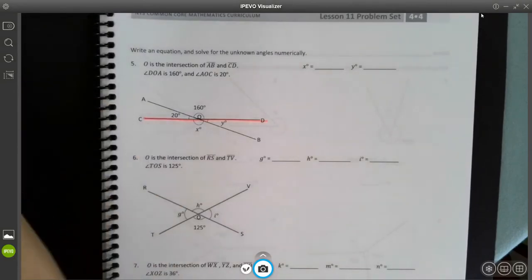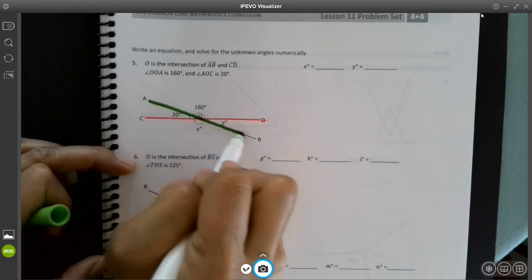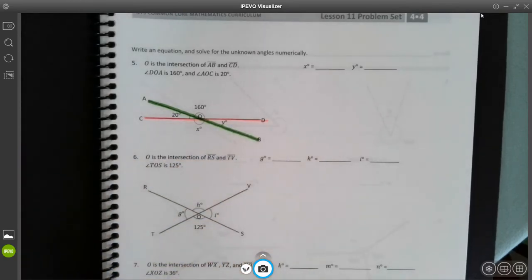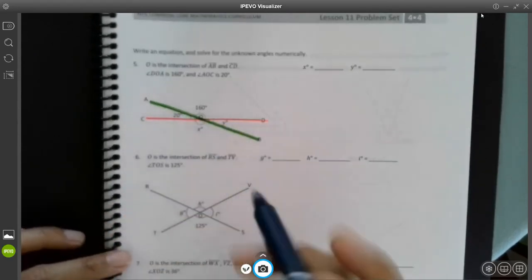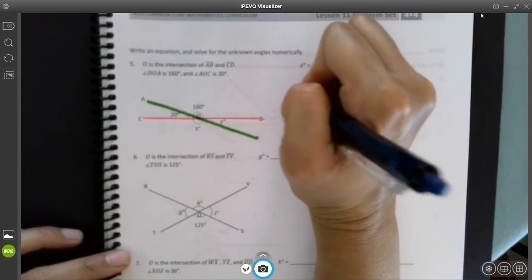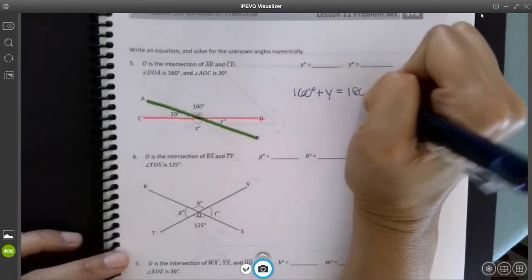Now, I'm going to use a different color to show this straight angle. We have another straight angle here, and I'm going to color that in green. So we know that 160 and y should equal 180. So 160 plus y equals 180.